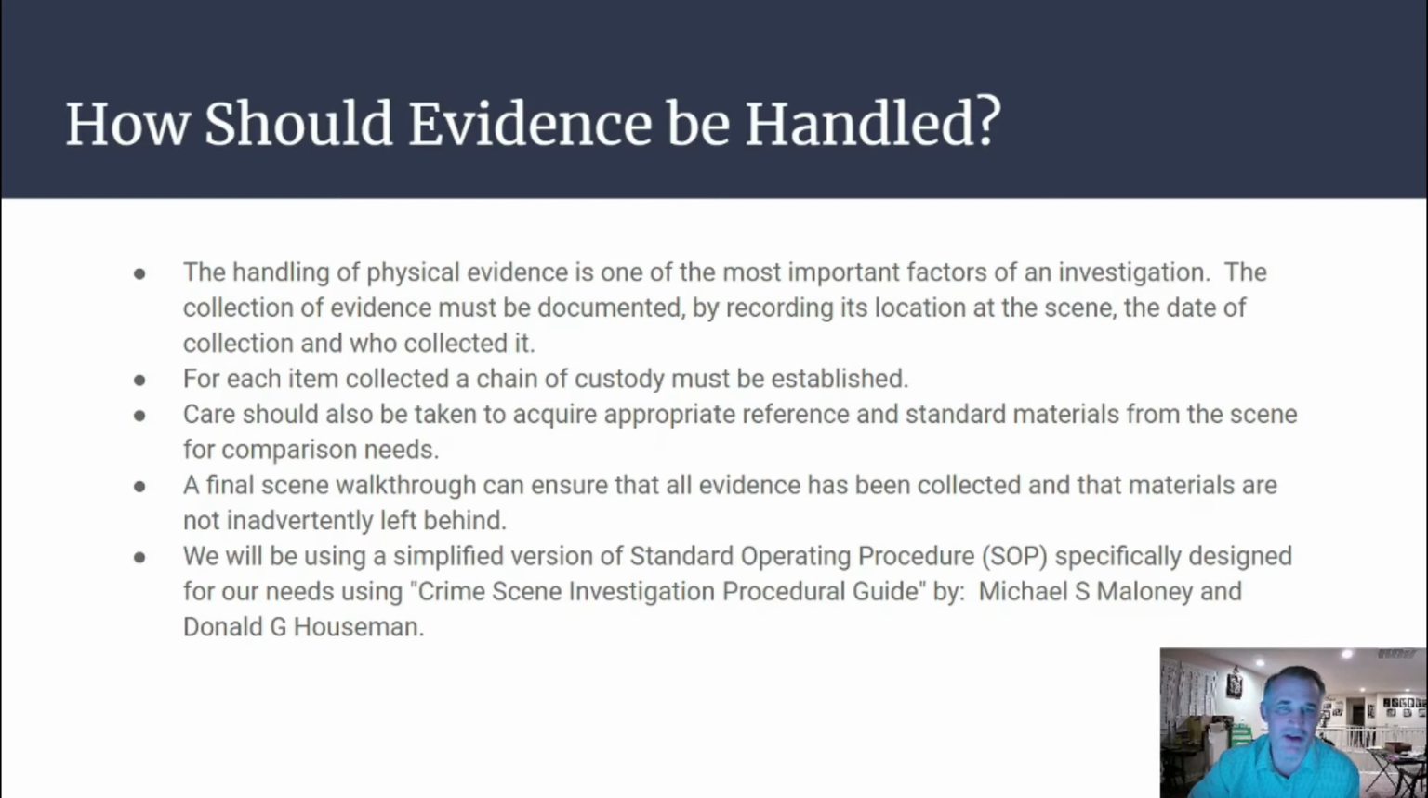So the collection of evidence must be documented. We know that. You have to make or start a chain of custody. You have to record its location at the scene. You do this through photography, the date of collection, and who collected it. You're going to be filling that out on the evidence envelope or container, as well as establishing an evidence log. For each item collected, chain of custody must be established. Care should also be taken to acquire the appropriate reference and standard material from the scene for comparison needs.